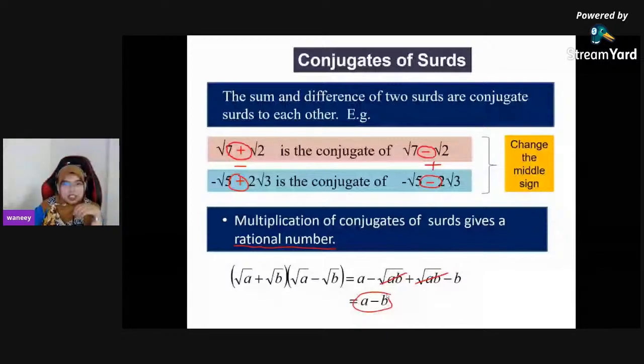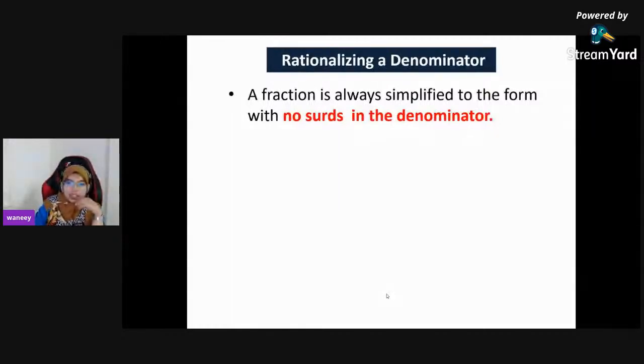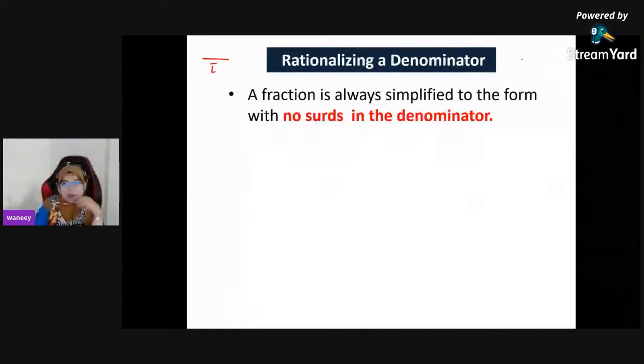Okay, now rationalizing a denominator. A fraction is always simplified to the form with no surd in the denominator. For mathematicians, there are two things that we hate the most. The first one is that if you have a fraction and suddenly you have i in your denominator, so you should multiply with the conjugate. Another one is when you have something with a surd in your denominator. So you should always simplify them so that you don't have anything with i or a surd in your denominator.